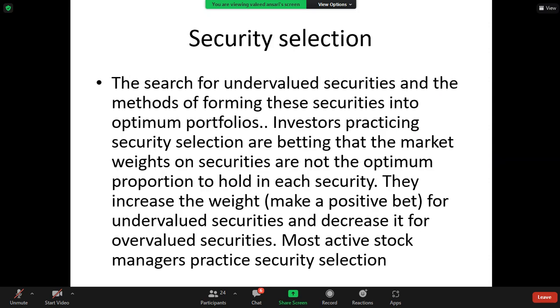Then security selection is that you try to find securities based on certain valuation techniques. Methods like the dividend discount model, PE ratio, free cash flow theory, or another method may be used, so that those stocks which are undervalued, you buy, and overvalued, you sell.